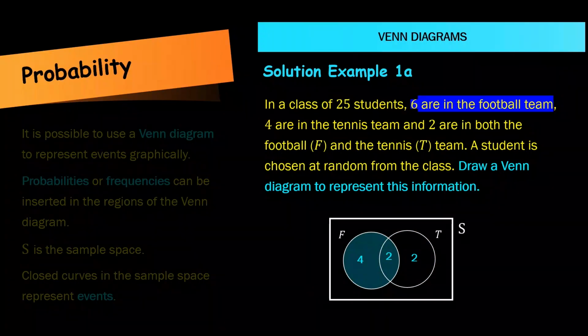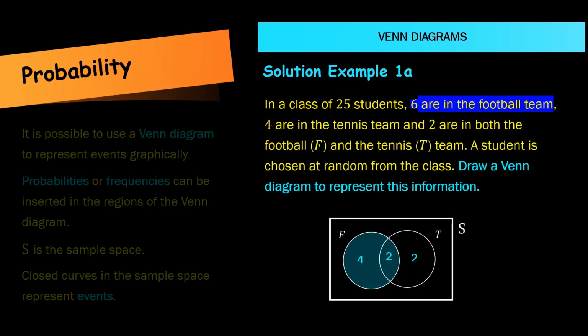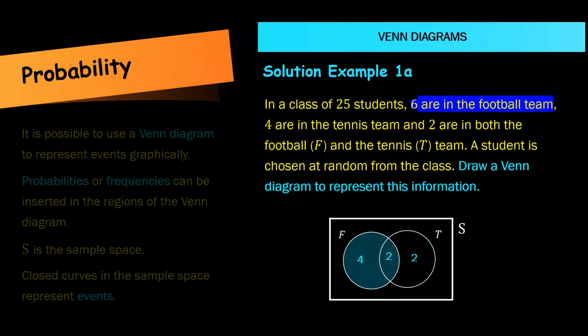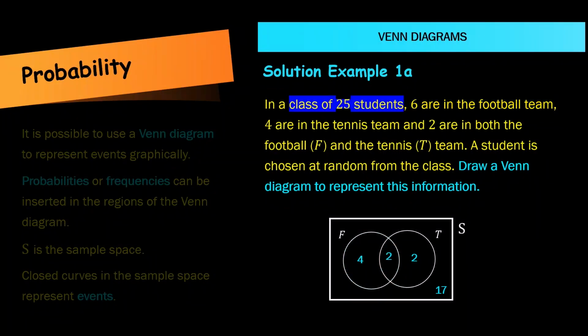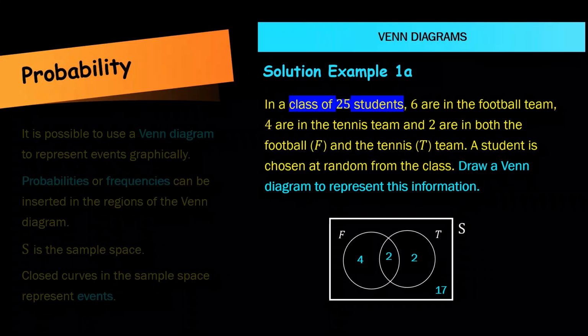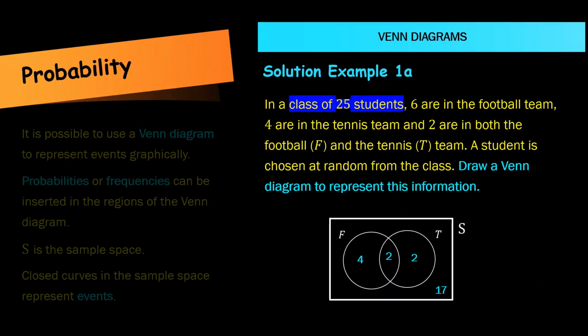We also know that there are 6 students in the football team. In this shaded region, F, all the numbers should add up to therefore 6. We already have a 2, and therefore we need to add a 4 into the rest of the region in order to make up the 6. And since we have a class of 25 students, we should have 25 students altogether in the sample space. And therefore, there are 17 students who don't play football or tennis.